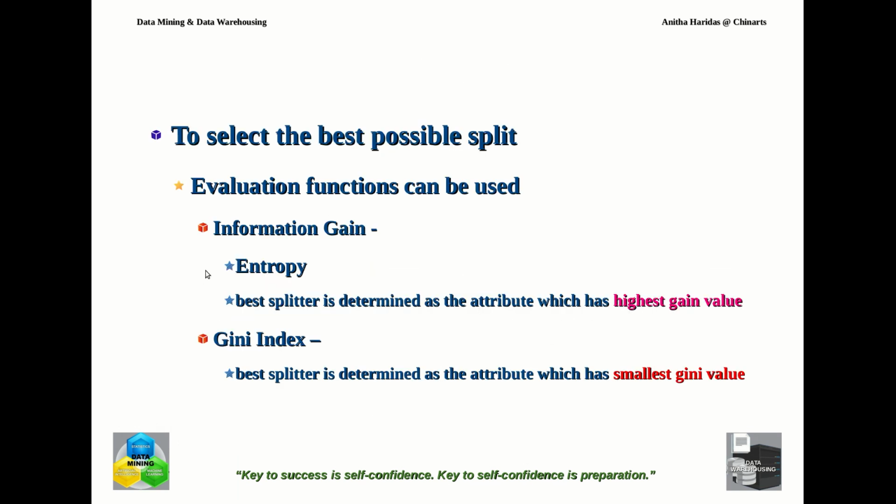By that time we discussed that to select the best possible split, the two important evaluation functions are information gain and Gini index. If the information gain is the highest, then that attribute can be the best splitter. Whereas if I use the Gini index, the best splitter will be determined as the attribute which has the smallest Gini value, the minimum Gini value.